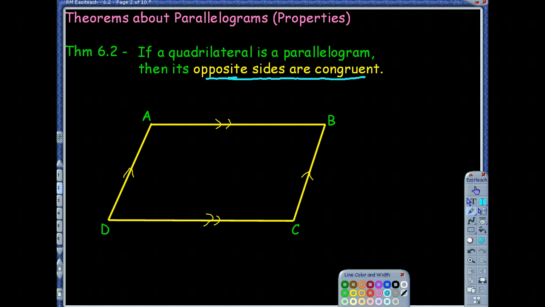So which sides are going to be congruent? AB is not only parallel to DC, it's also congruent to DC. So I could say AB is congruent to segment DC because of this theorem. All right. What else could you say? I could also say that AD is congruent to BC. So segment AD is congruent to segment BC. This is all based on the fact that you have a parallelogram.